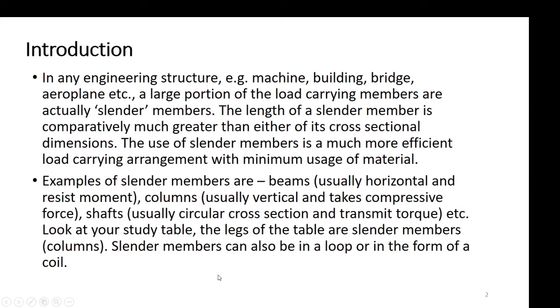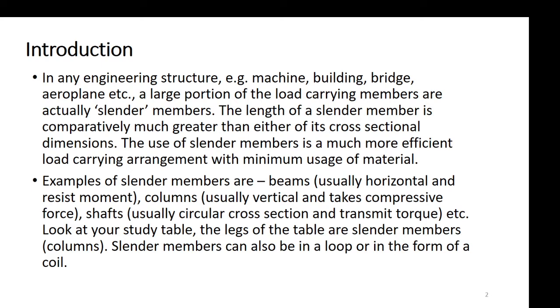You know, in any engineering structure, as for example, machine, building, bridge, airplane, etc., a large portion of the load carrying members are actually slender members. The length of a slender member is comparatively much greater than either of its cross-sectional dimensions. The use of slender members is a much more efficient load-carrying arrangement with minimum usage of material as compared to a complete 3D arrangement of supporting a load.